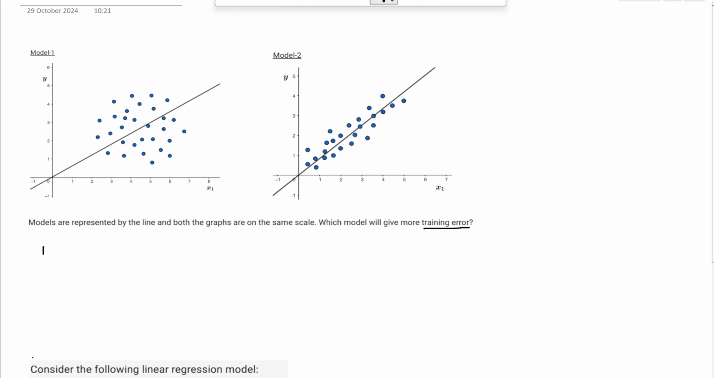So fitting a line or a model. We use the word line in the case of linear regression because in linear regression we always assume that we fit a straight line. So what does it mean? It means that we will try to minimize the training error.